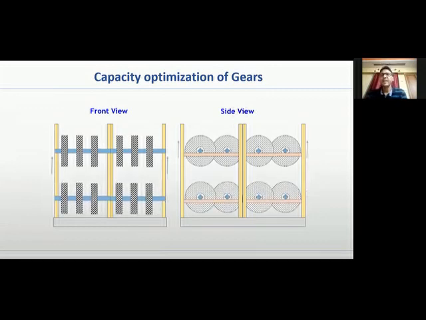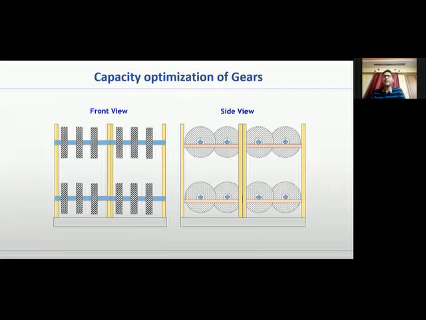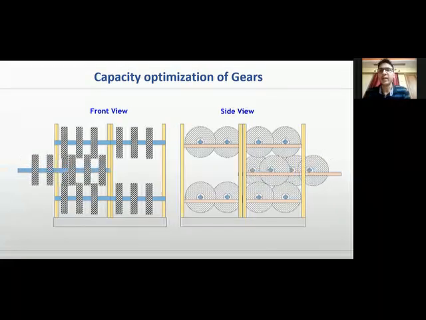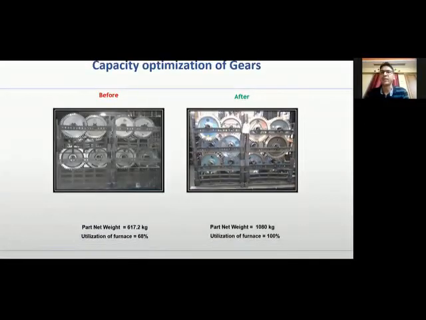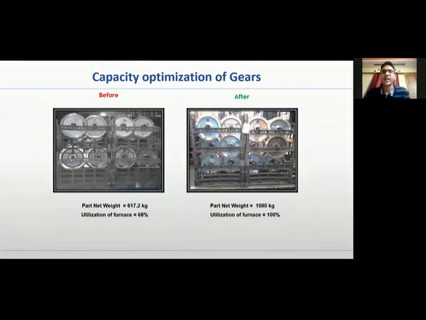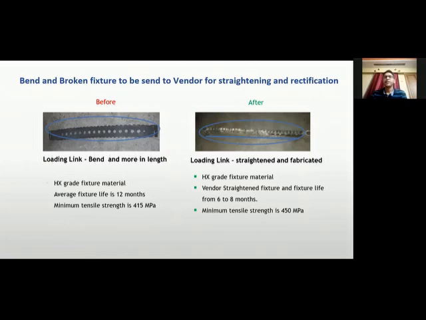This is another example. Here we have loaded 2 layers of gears, but afterwards we found that there is some space where we can load excess material. So we moved the lower rod below and the upper rod up, and put the excess rod in between both. So we have increased the capacity of the furnace and utilized the complete capacity. This is the before condition, only 2 layers loaded, and this is the after condition, where we have loaded 3 layers. So before it utilized only 68%, after that we have utilized 100%. So next.